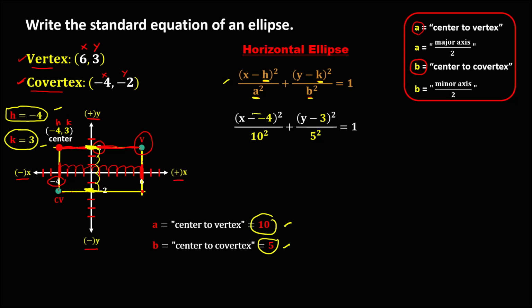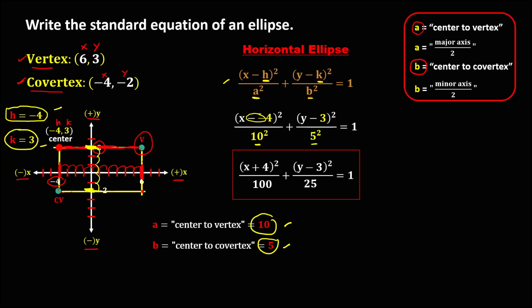Then to simplify, this double negative becomes positive. Then bring down minus 3. And for this 10 squared, this is 10 times 10, so this is 100. And 5 squared, that's 5 times 5, this is 25. So this is now the standard equation for this ellipse.